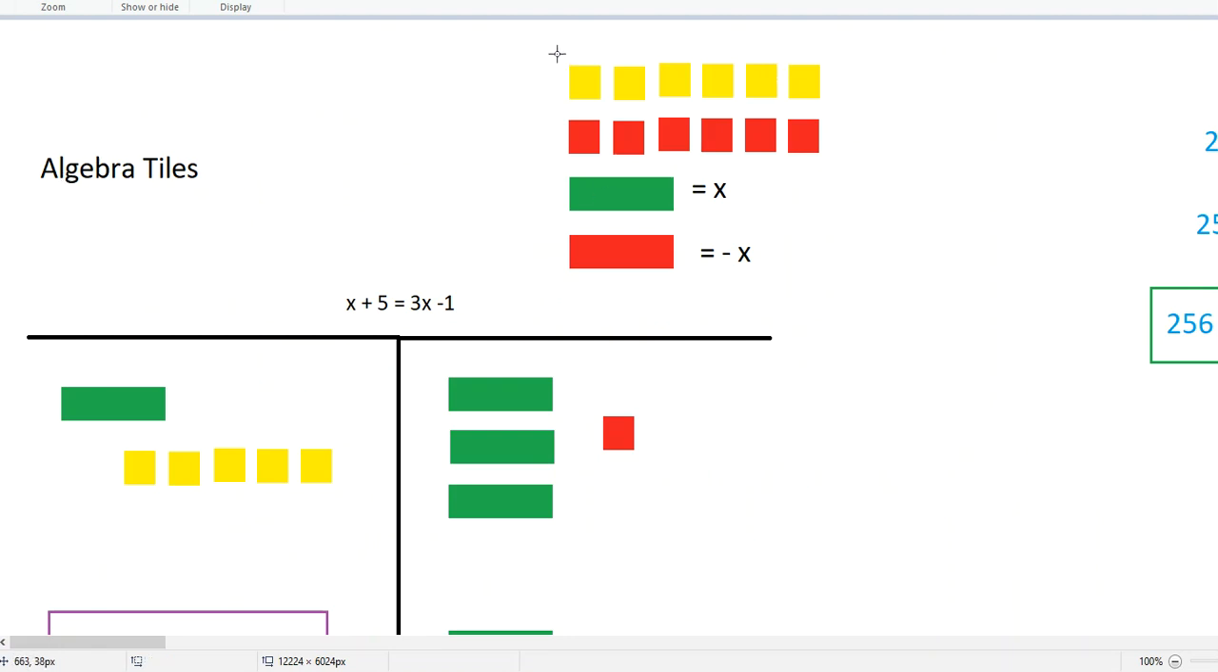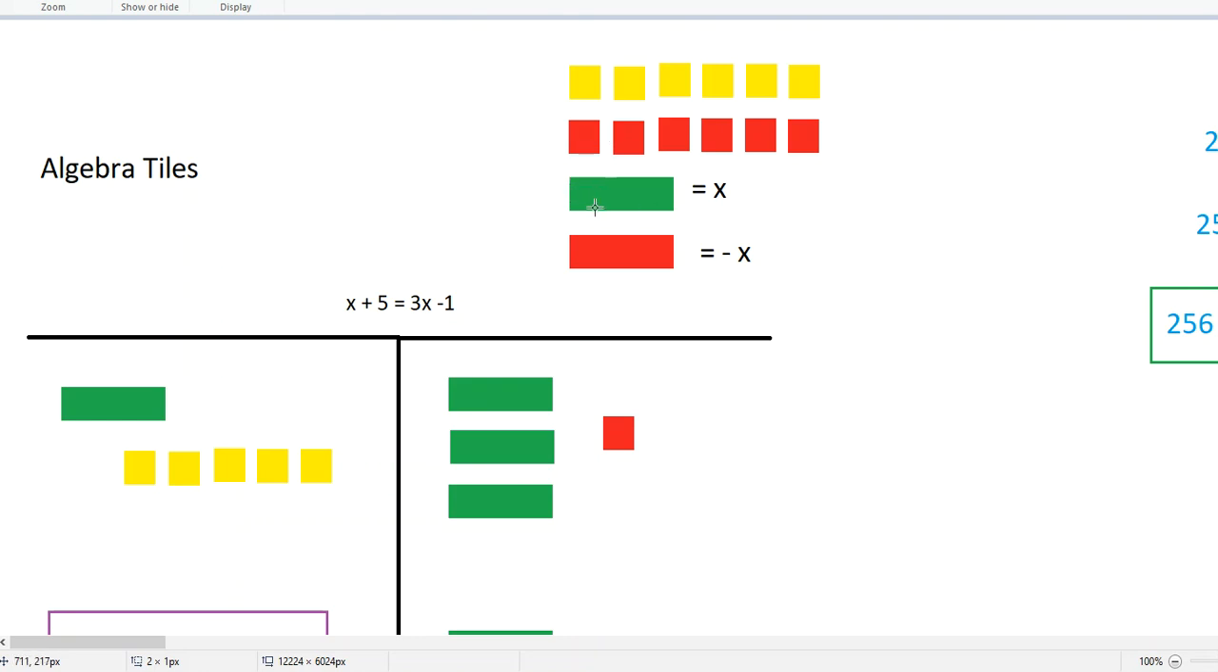Algebra tiles: these yellow squares are single units, so this would just represent the number 1. It's an area representation of the number 1. 3 of these represent 3, and 6 of them represent 6. Negative numbers are represented by red squares. So 1 plus negative 1 would be 0. They cancel each other out. You can think of them as matter and antimatter, and they go poof, they go away.